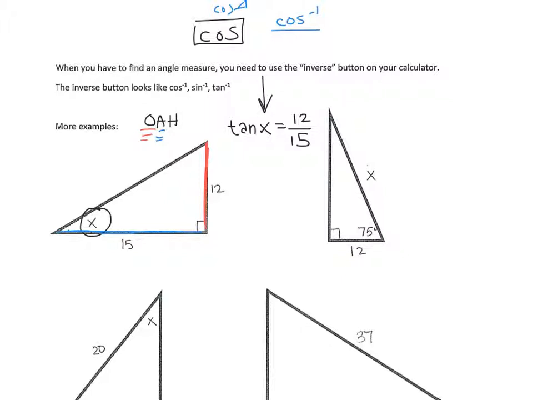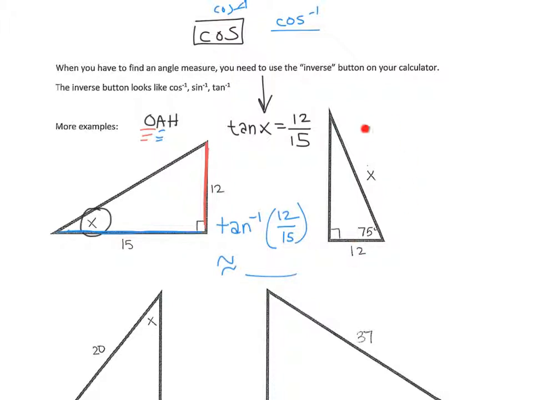Nope. You need to do the inverse button, which tells us what the angle is. So on your calculator, you do second tangent, so tangent inverse of 12/15. You're going to get an angle measure that you need to round to the nearest degree, the nearest whole number. So you use the inverse button when you need to find an angle.